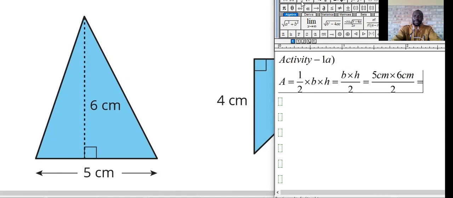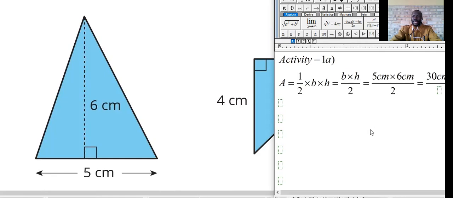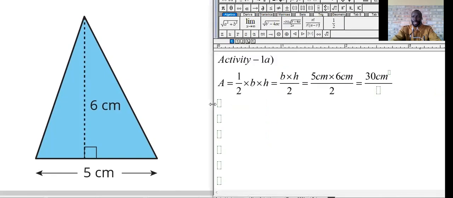Let's write it as 30 divided by 2. So this is going to be 30. Now please note that this is now going to be in squared centimeter or centimeter squared. So we can write it as 30 centimeters squared. All right, so let me expand our board a little bit this side. Okay, so there we go.